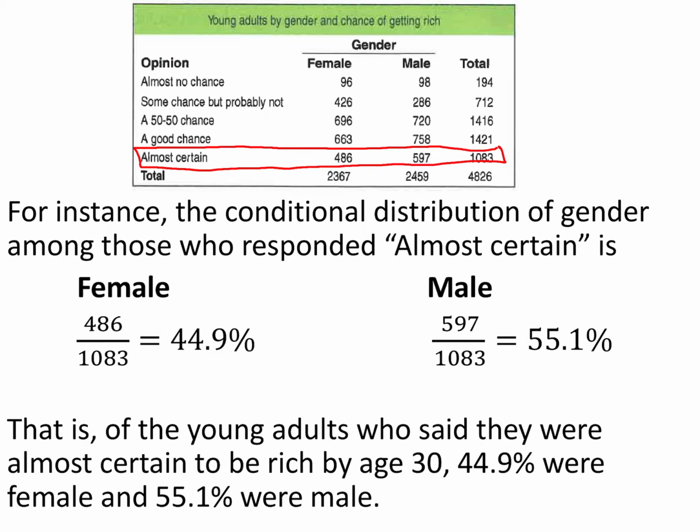of the people who said they were almost certain they would be rich, there were 1,083. 486 of them were female, while 597 of them were male, or about 45% were female and 55% were male. So it seems that the men rated their chances better than the females, because 55% who said almost certain were males, while only 45% who said they were almost certain they would be rich were female.